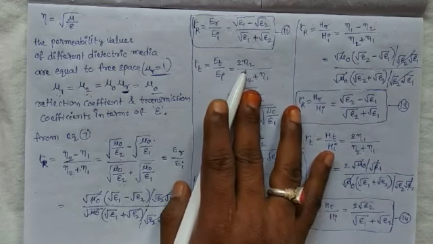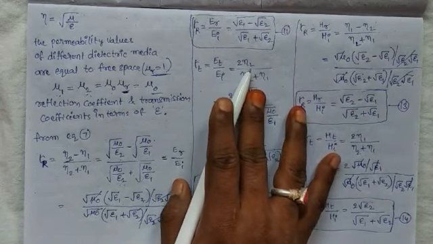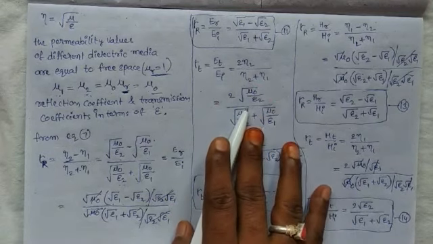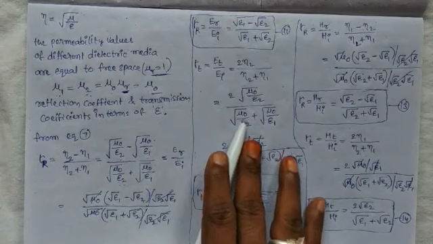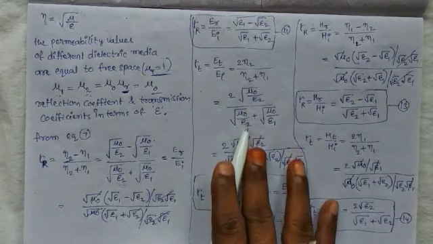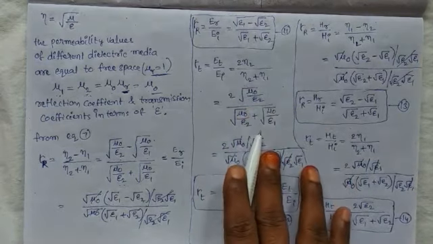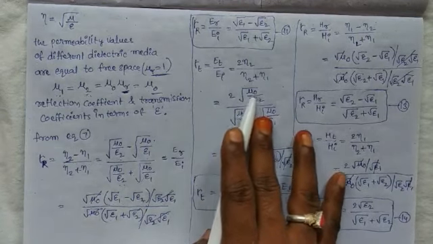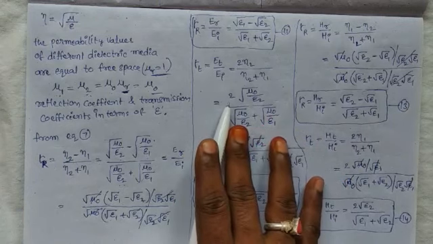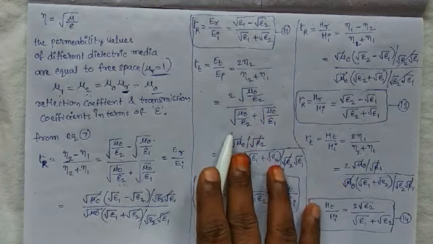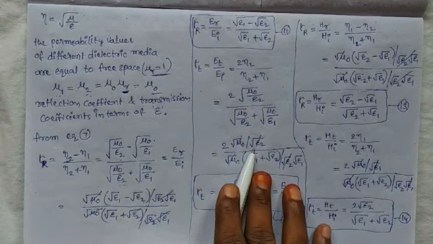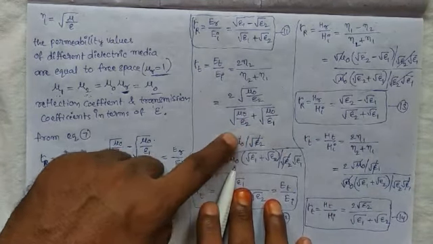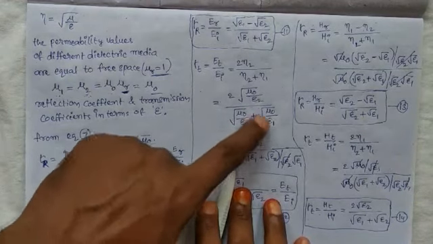Here eta 2 is equal to what? Square root of mu naught by epsilon 2. So 2 into square root of mu naught by epsilon 2, divided by square root of mu naught by epsilon 2 plus eta 1, which is square root of mu naught by epsilon 1. Here we are separating the root. It is 2 root mu naught by root epsilon 2. In a similar fashion we are performing the LCM. Root mu naught is common in these two terms.